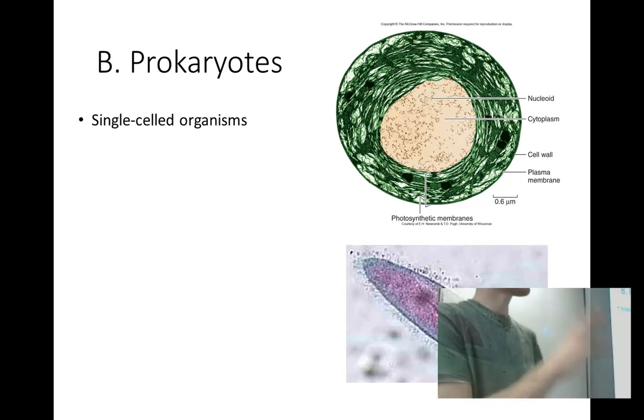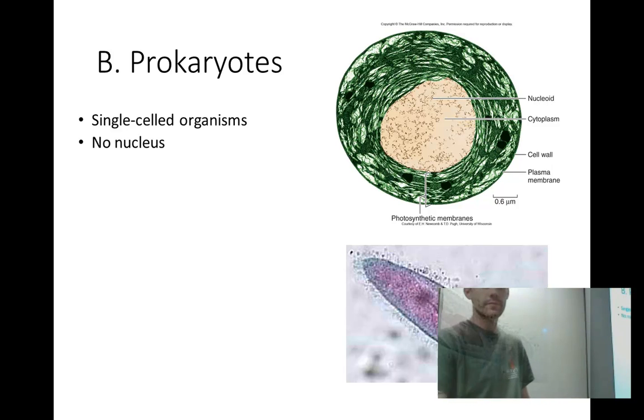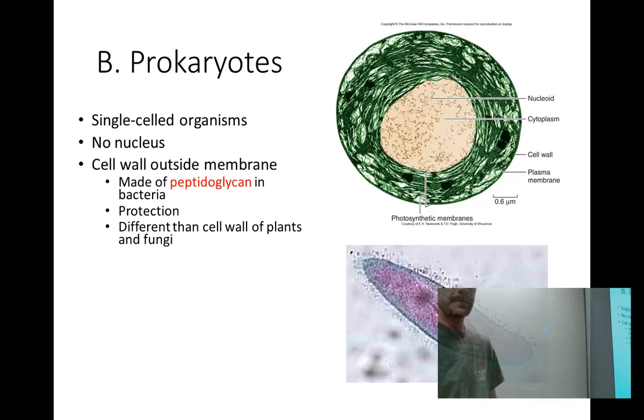All right, so now we're going to talk just about prokaryotes. So that last slide was all cells. Prokaryotes are all single-celled organisms. So just the one cell is completely autonomous from the other cell. They do not have a nucleus. Instead, they have a nucleoid. And they have a cell wall.